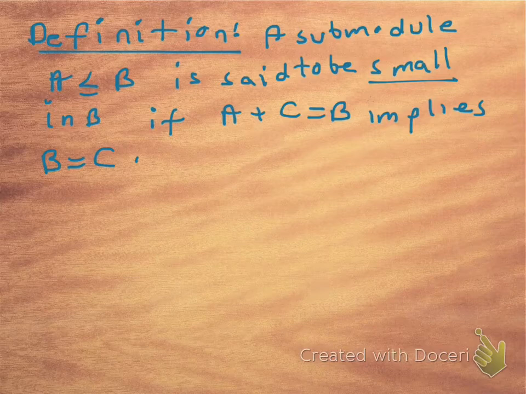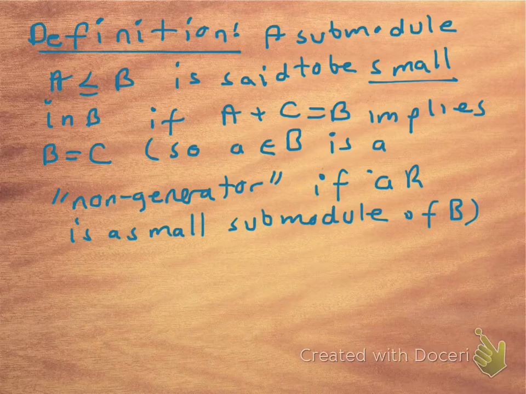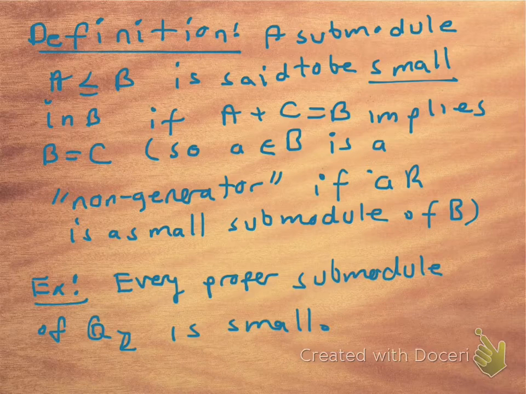So what does it have to do with the non-generators? Let's clarify that. Well, this will be easy to see. Every non-generator element generates a small submodule of B. In fact, they are precisely those elements that generate small cyclic submodules of B. It's not hard to see the connection. Once again, we give our example of rational numbers, but this time as a module over the ring of integers. So every proper submodule of Q as a Z-module is small.